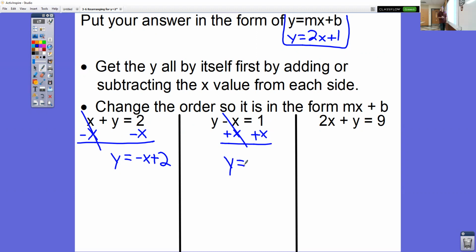Again, we can't do 1 plus x, but we can switch around the order. 1 plus x becomes x plus 1. Now it's in that correct y equals mx plus b form.